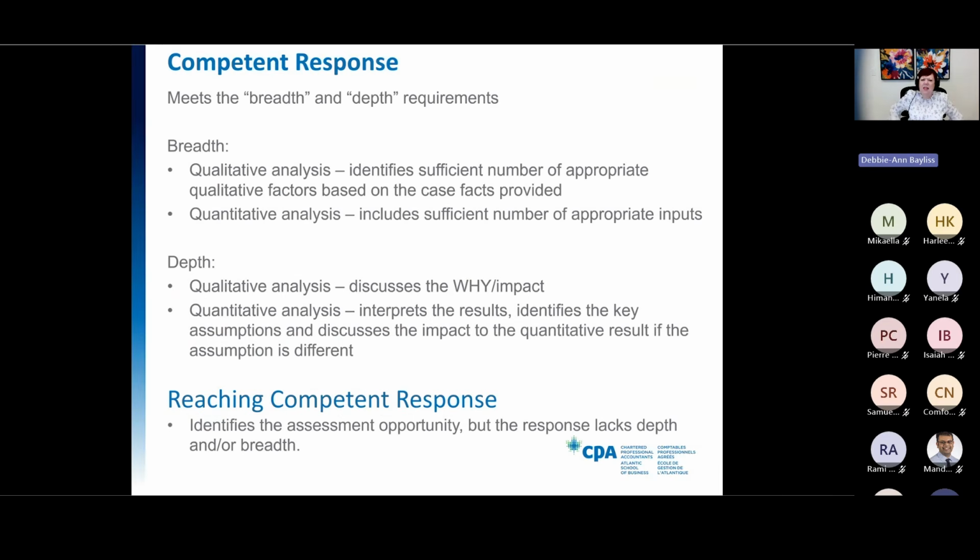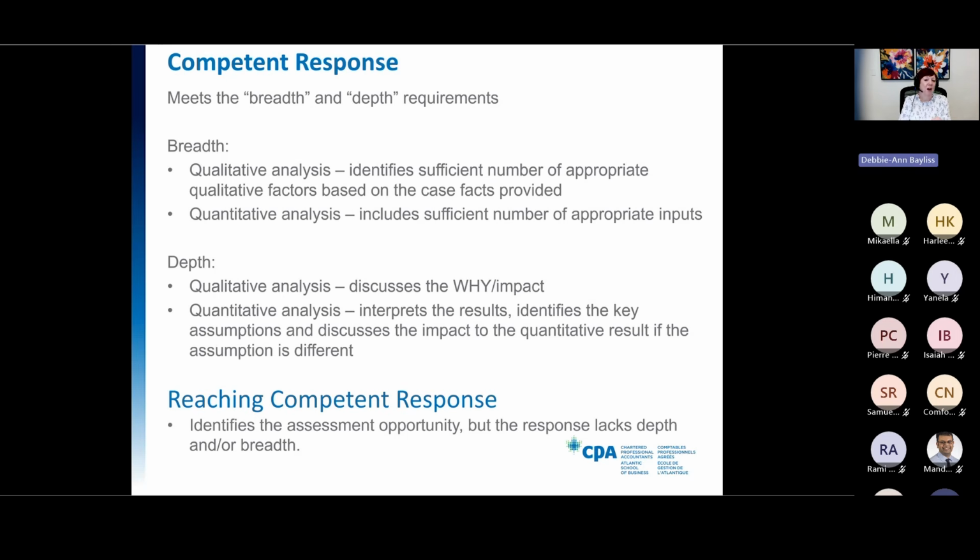So I've talked about breadth and depth. What is breadth when it comes to the qualitative analysis? It's identifying a sufficient number of appropriate qualitative factors based on the case facts provided. From a quantitative perspective, it's identifying a sufficient number of appropriate inputs. Now, if someone tells you, oh, I know exactly how many qualitative factors you need to achieve a competent response, it's all conjecture. The only people who know are the people who created the exam and marked the exam, and they're not going to tell anyone.